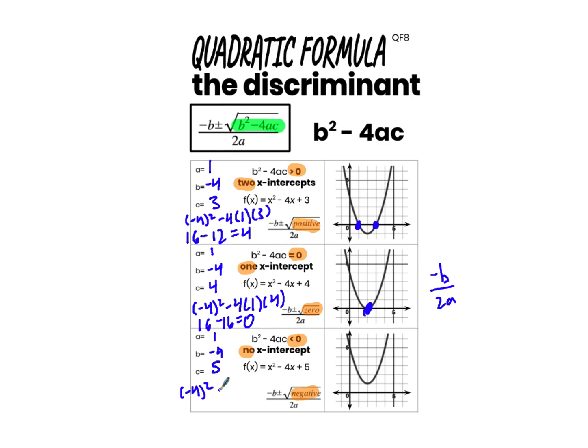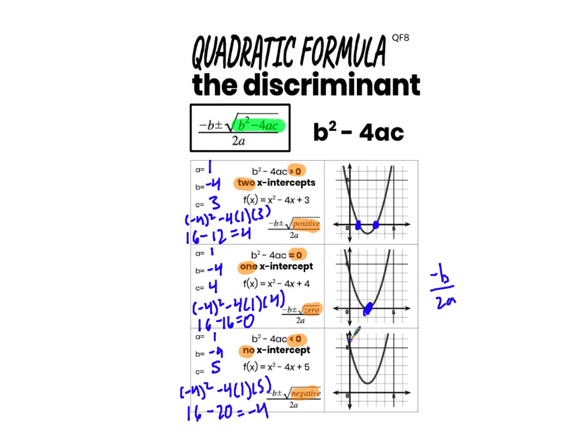The discriminant is negative 4 squared minus 4 times 1 times 5, which is 16 minus 20 equal to negative 4. That means I have a negative value of the discriminant. I try to take the square root of a negative and I can't. So this quadratic equation would have no solution. The graph, the function, has no x-intercept.